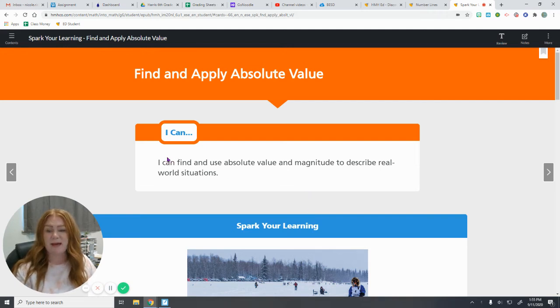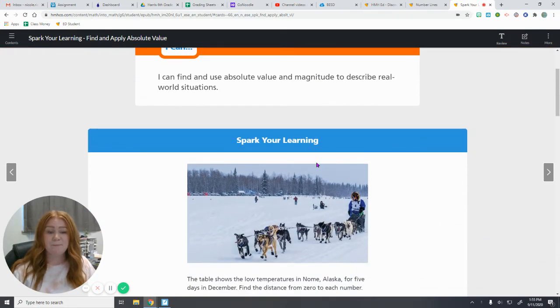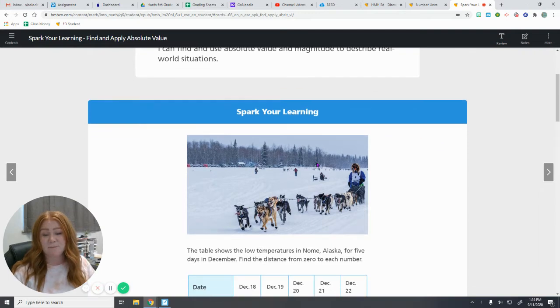Hello, today's math lesson is 1-3, and we are working on finding absolute values, understanding what that word absolute value means, and also finding magnitudes to compare real world situations. So if you have not already done the Spark Your Learning page, make sure you go and take care of that first, and then come back and we will get started.